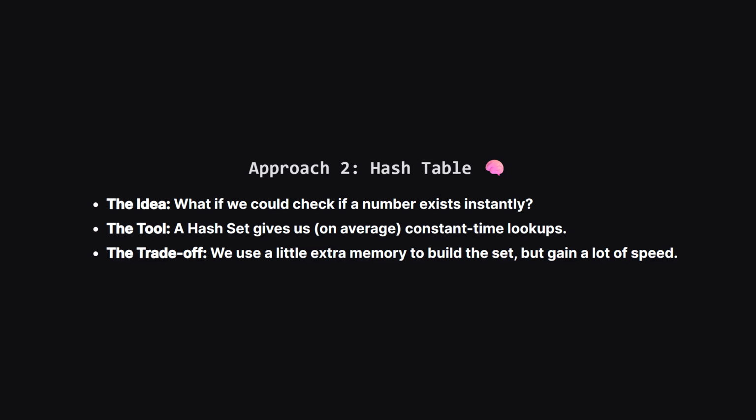Okay, that sorting method is pretty good, but can we do even better? The main bottleneck is still the searching part. What if we could make that searching part, well, almost instant? This is where a hash set comes in. Think of it like a directory or an index for our numbers. We can spend a little time up front to put all our numbers into this set. The payoff is huge. After that, checking if any number exists in the set is super fast, practically instantaneous.